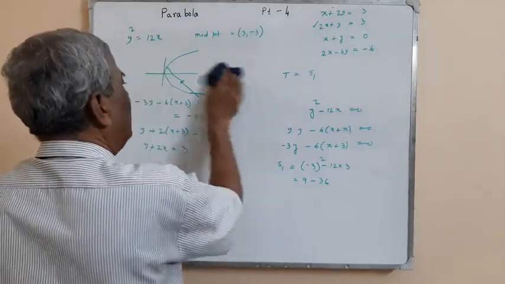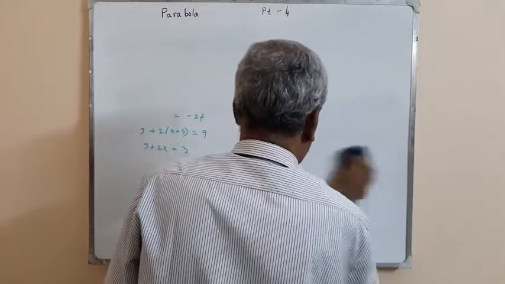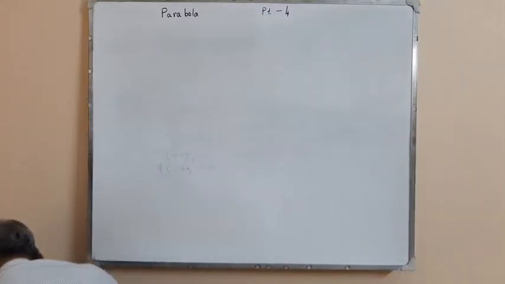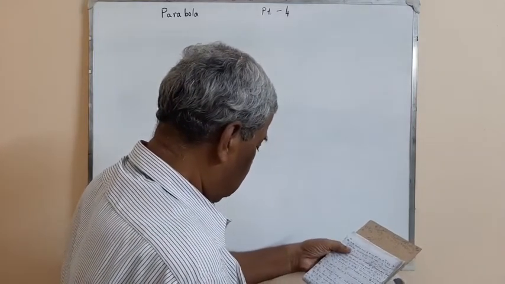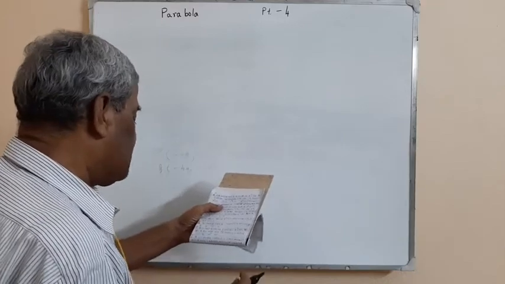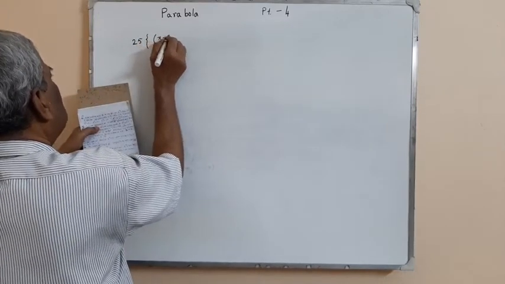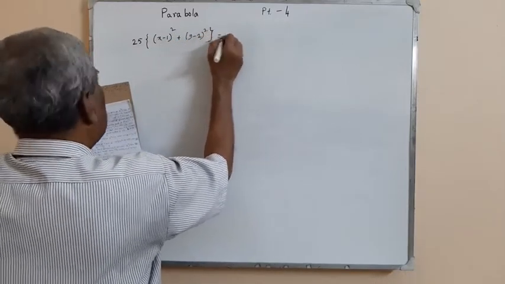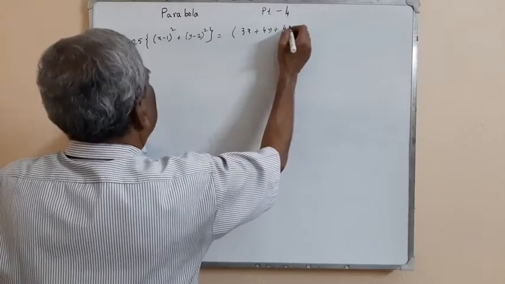Okay, now our next problem. The length of the latus rectum of the parabola 25 into (x minus 1) whole square plus (y minus 2) whole square is equal to (3x plus 4y plus 4) whole square.